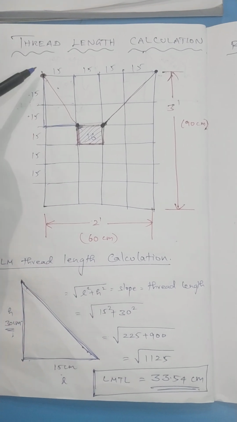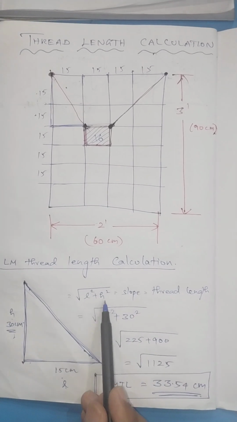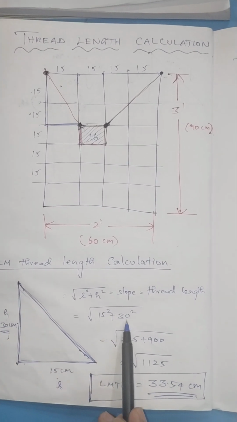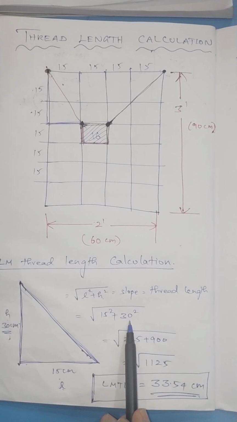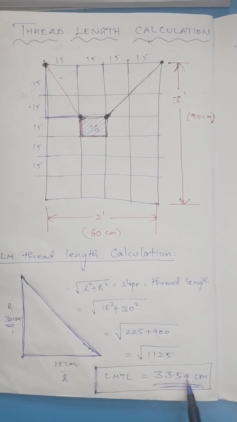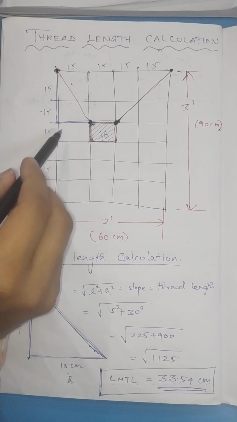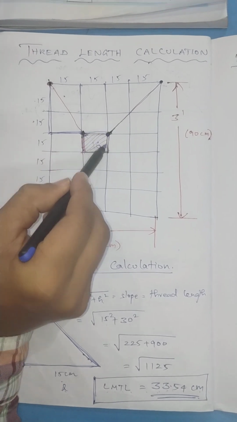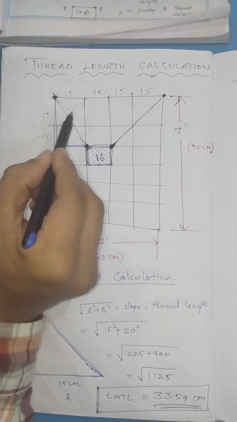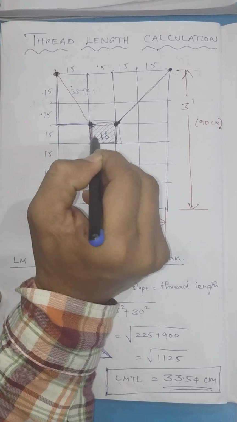If you want to find the length of the slope, that is the length of the thread from the left motor, we can use a very simple formula: square root of length squared plus height squared. The length is 15 centimeters, so 15 squared, and the height is 30 centimeters, so 30 squared. The square root of 15 squared plus 30 squared is the square root of 1125, which is 33.54 centimeters. So the left motor thread length should be 33.54 centimeters, measured from this point, so that we can position this box in the 16th position.